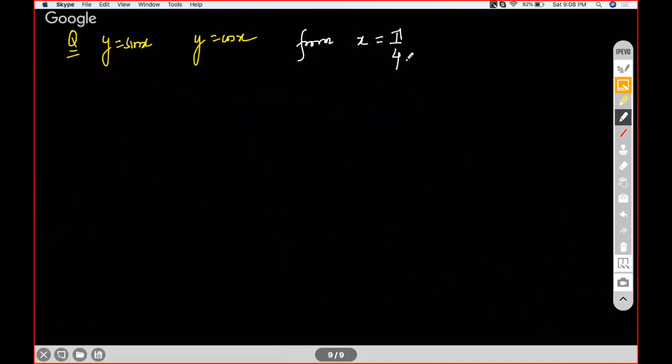Let's say I want to find out the area bounded by y is equal to sin x and y is equal to cos x, from x equal to pi by 4 to x equal to 5 pi by 4.